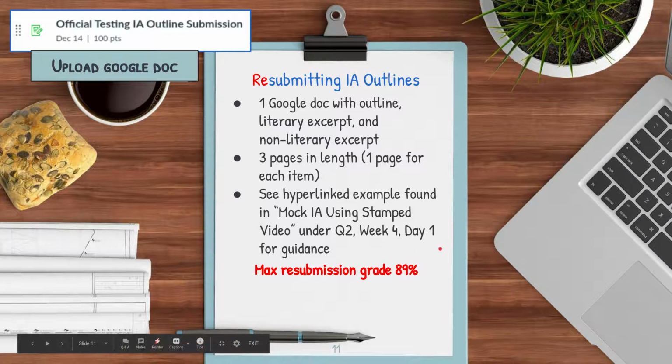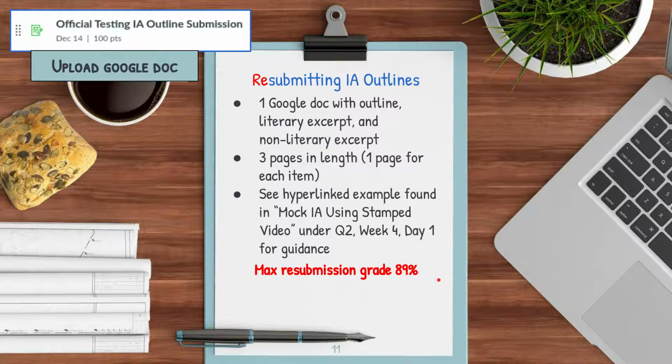For those of you who are going to resubmit, right, the maximum grade you can get for resubmitting is an 89%.